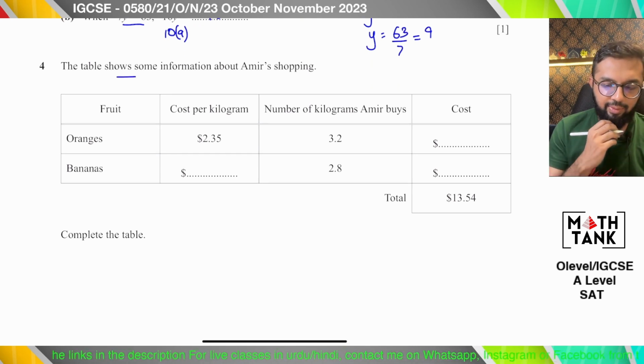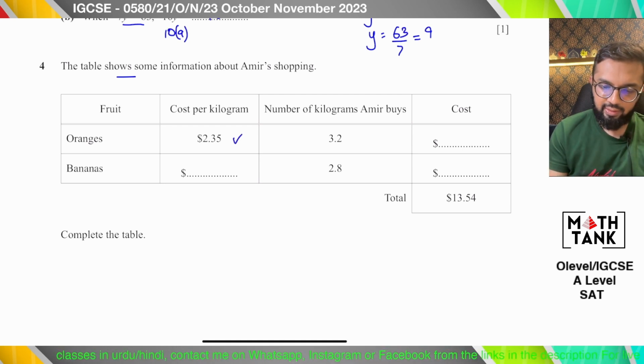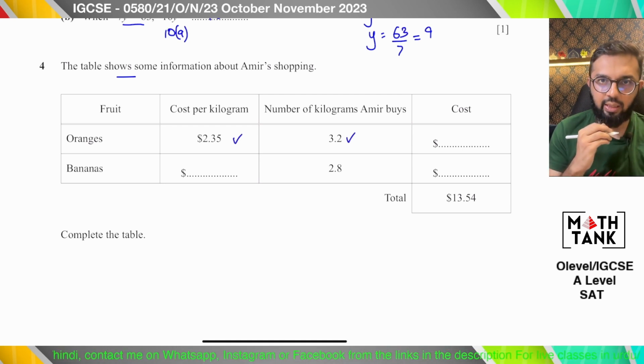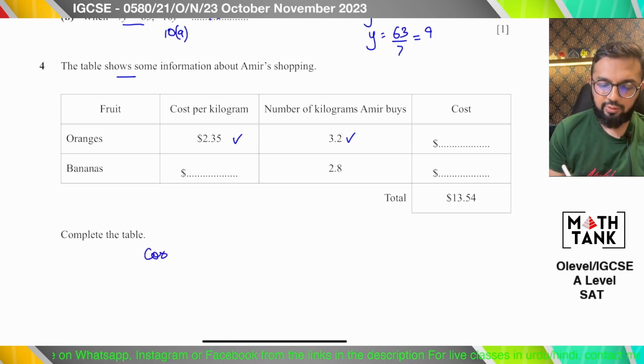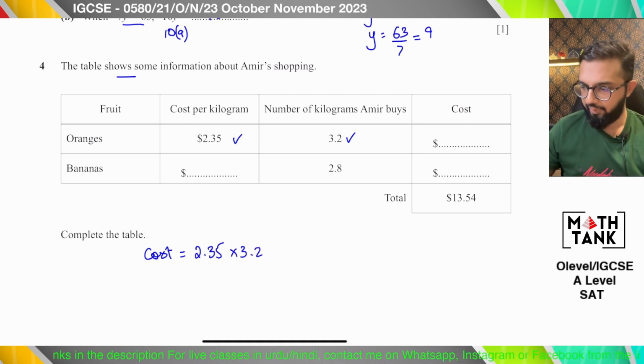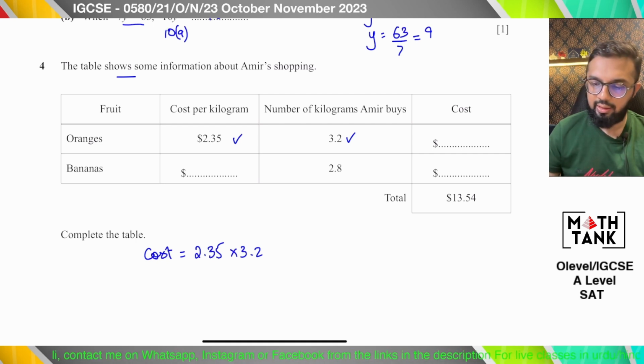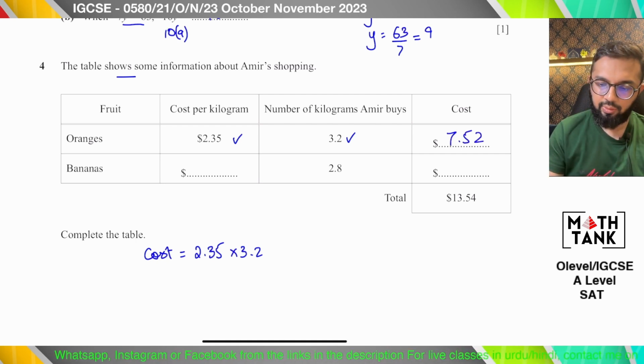The table shows some information about Amir's shopping. The oranges cost this, number of kilograms that Amir buys. How do you find the cost of oranges? You say that cost of oranges is 2.35 multiplied by 3.2. So on our calculator, 2.35 times 3.2. On my calculator, I get 7.52. So I'm going to complete the table and say that this is 7.52.